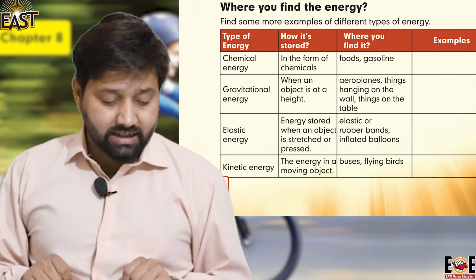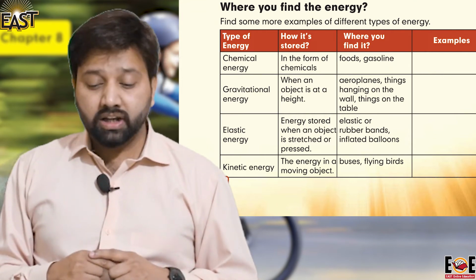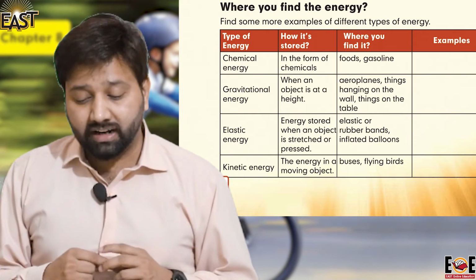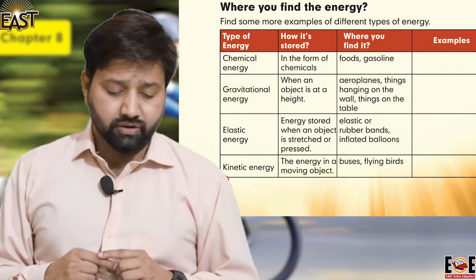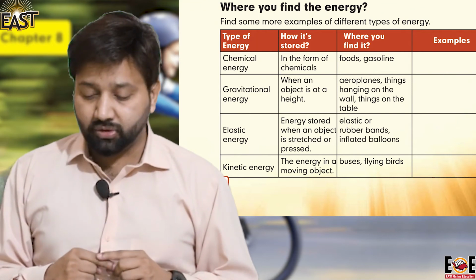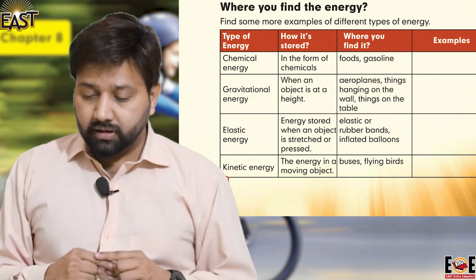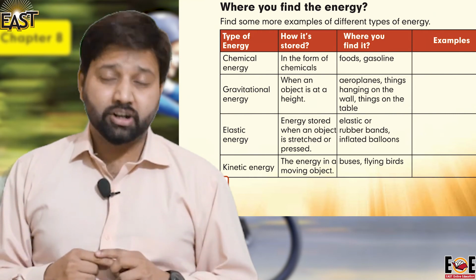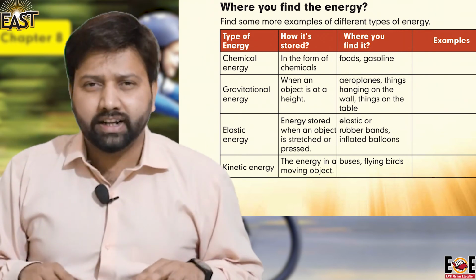So our last energy type is magnetic energy. How is it stored? The energy is stored when repelling poles have been pushed closer together, or when attracting poles have been pulled further apart. So where do we find it? In fridge magnets and compasses. And the examples are magnets, generators, and motors.